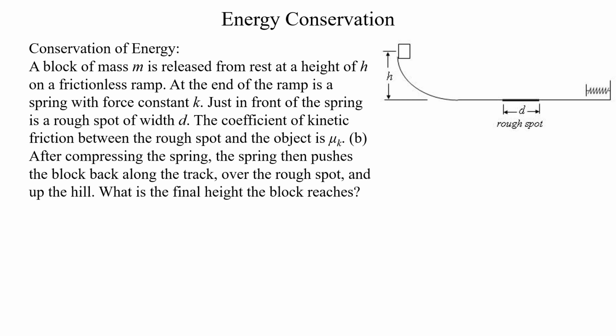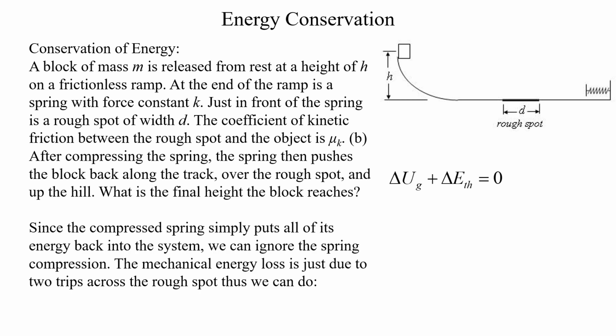Alright, part B. After compressing, the spring then pushes the block back along the track over the rough spot and then back up the hill where it comes to a stop. What is the final height the block reaches? Okay, so how are we going to do this one? So think about it. The easiest way to do this part of the problem is just start from the very beginning. Notice that at the very beginning, we start with the block at a height h. So it's all gravitational potential energy. That's the total energy that we have in the system.